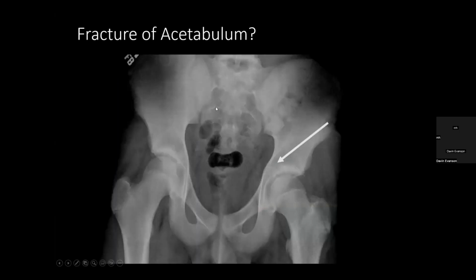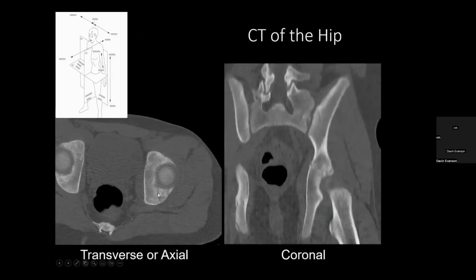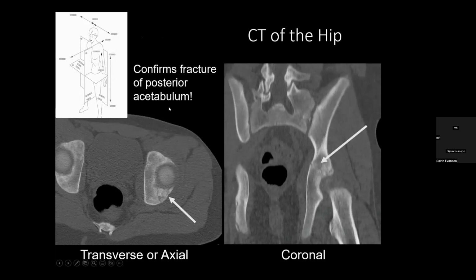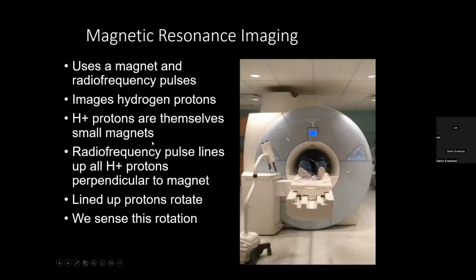So this is an example of a plain film. You're like, hey, the patient has pain there. Is that a vascular groove or is that a fracture? I'm not sure. Let's do a CT scan, and clearly we can see the fracture line. In fact, it looks a little bit comminuted, several fracture lines there. So this is of the posterior acetabulum.